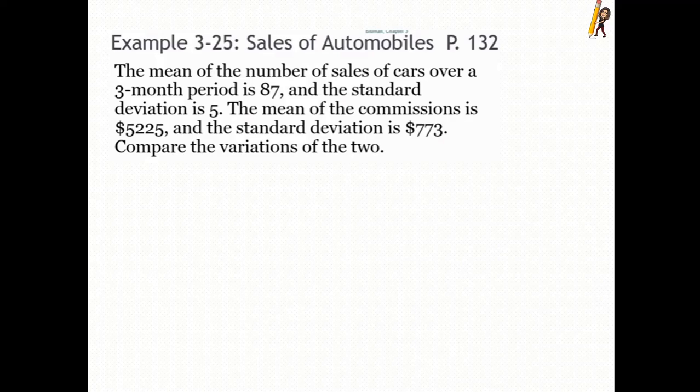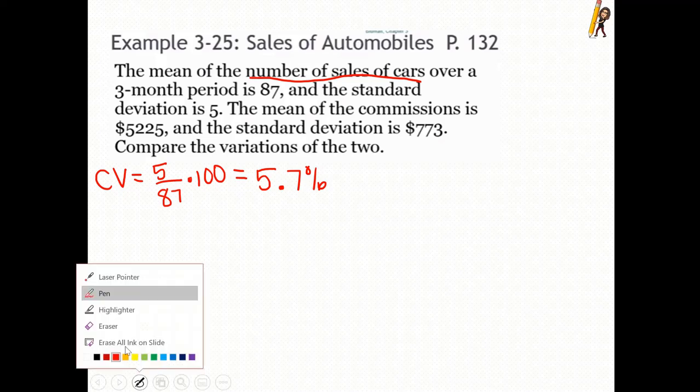So we're going to use the CVars formula, the standard deviation divided by the mean times 100. So I will do the number of car sales in red. So our CVars for that will be 5, our standard deviation divided by our mean, which is 87, times 100, punch that into our calculator, we should get back a percent of 5.7.